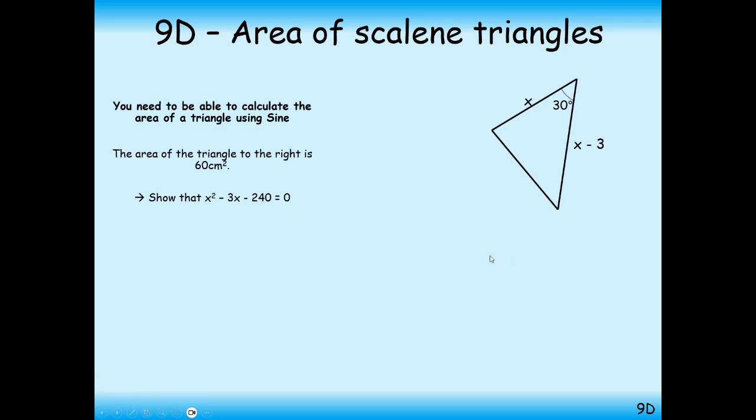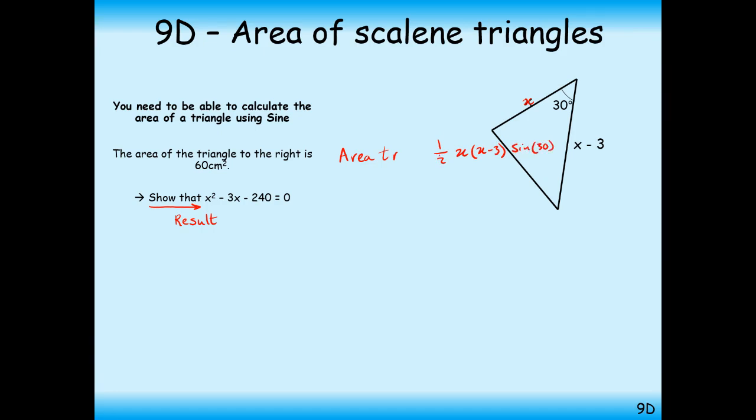Now in this algebraic form, you've been told the area is 60 centimeters squared, and you're working backwards to show something. Notice every time you've been asked to show something, this is going to be the result. So don't go manipulating this, you're wasting your time. You start with assumptions you can make about your knowledge of mathematics. You know that the area of the triangle is half times x times x minus 3 times sine of 30.